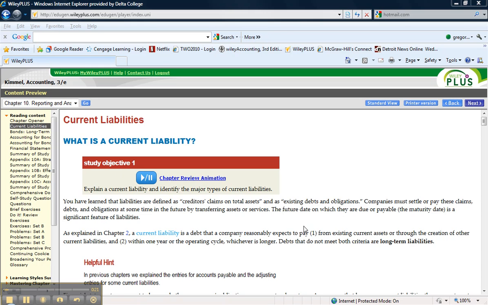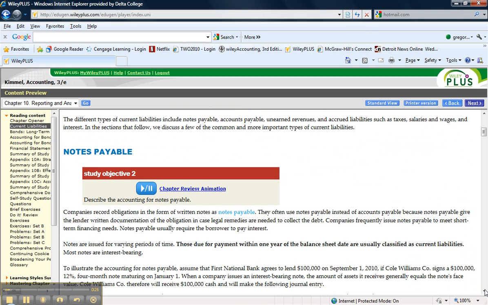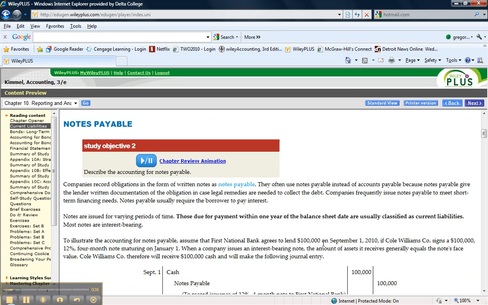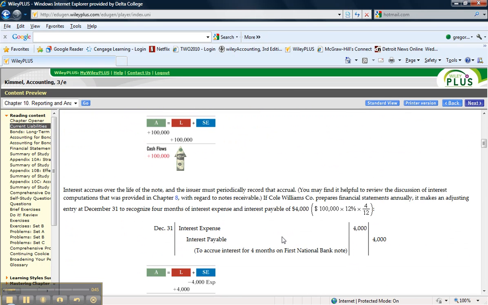So study objective 1 is about current liabilities. That's what I just told you. Study objective 2 is about notes payable. This is just the other side of the transaction with notes receivable. This is when the company borrows money and has to pay it back. They're going to owe interest as time goes by. The typical entry to record a note, they're getting money and have to pay it back, and they're recording this payable. Interest has to also be accrued over time.